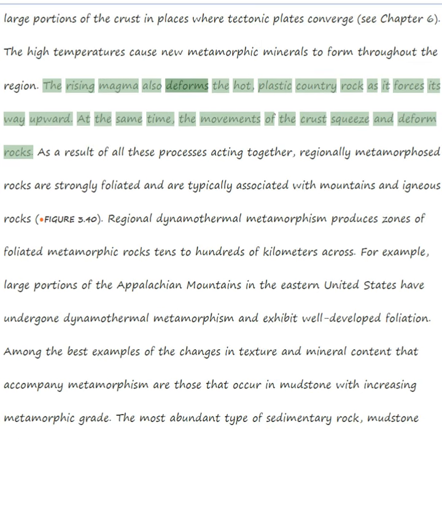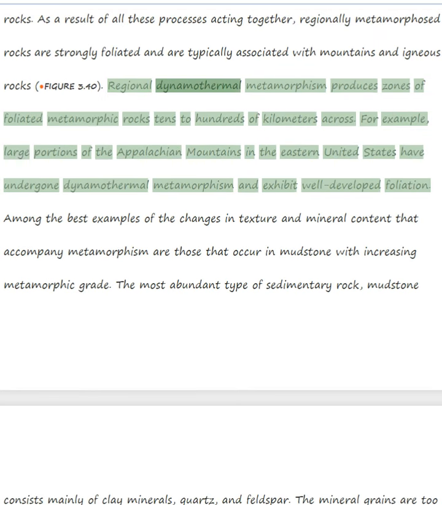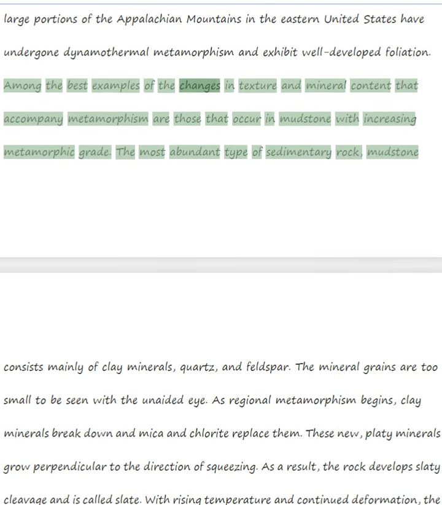The rising magma also deforms the hot, plastic country rock as it forces its way upward. At the same time, the movements of the crust squeeze and deform rocks. As a result of all these processes acting together, regionally metamorphosed rocks are strongly foliated and are typically associated with mountains and igneous rocks. Regional dynamothermal metamorphism produces zones of foliated metamorphic rocks tens to hundreds of kilometers across. For example, large portions of the Appalachian Mountains in the eastern United States have undergone dynamothermal metamorphism and exhibit well-developed foliation.